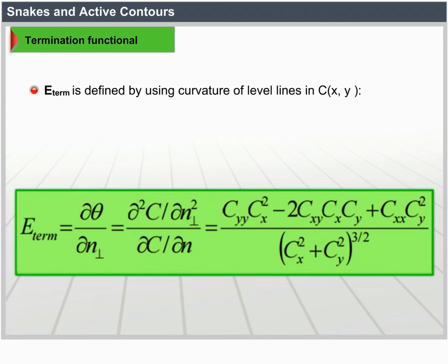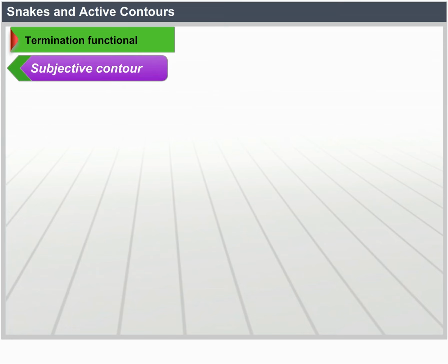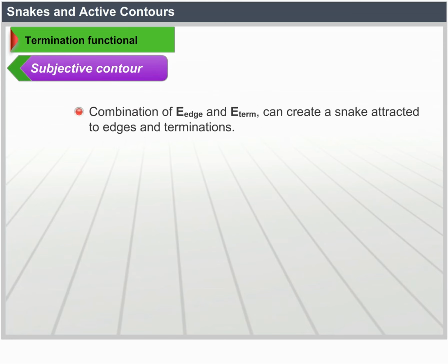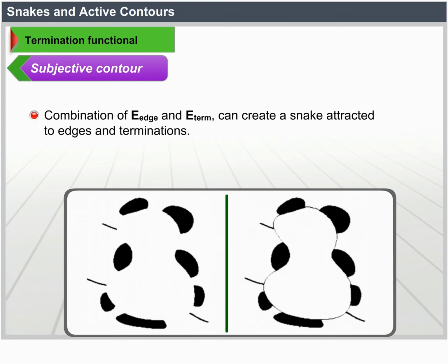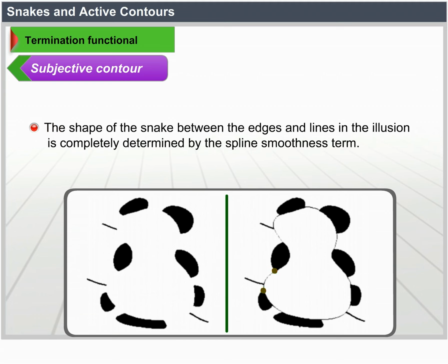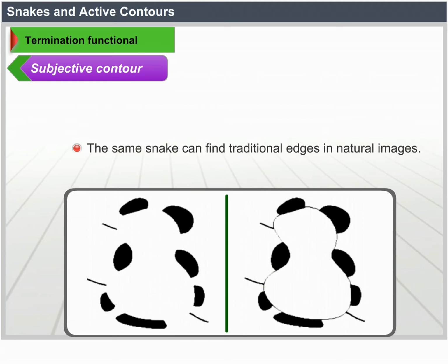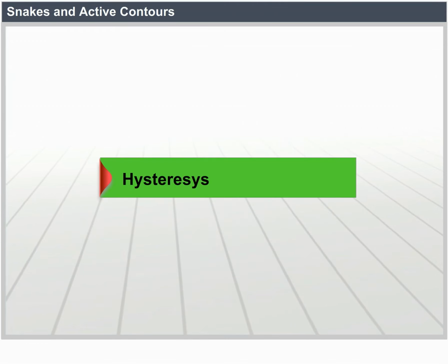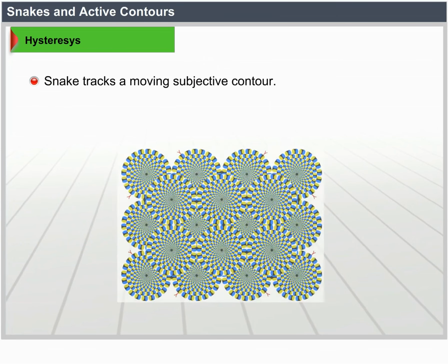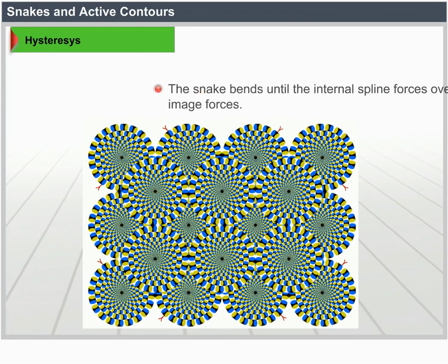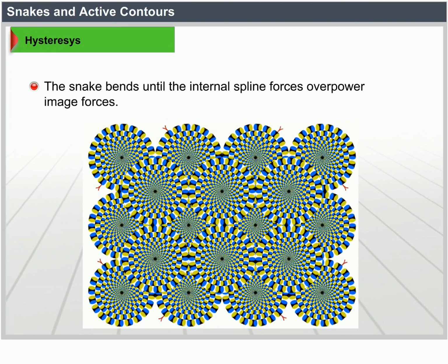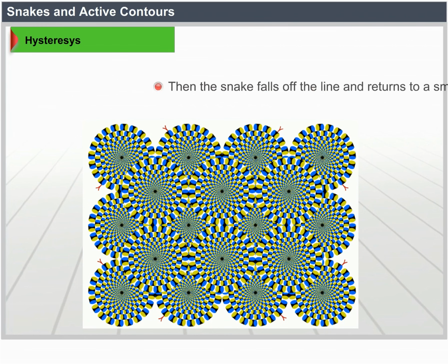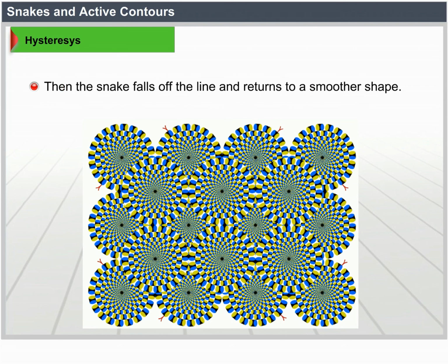Subjective contours are now represented on screen. Combining E edge and E term, we can create a snake attracted to edges and terminations. The shape of the snake between the edges and lines in the illusion is completely determined by the spline smoothness term. The same snake can find traditional edges in natural images. Hysteresis: a snake tracking a moving subjective contour bends until the internal spline forces overpower image forces. Then the snake falls off the line and returns to a smoother shape. This figure shows the snake and active contour models.